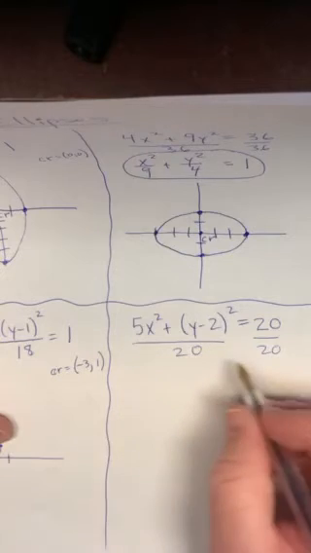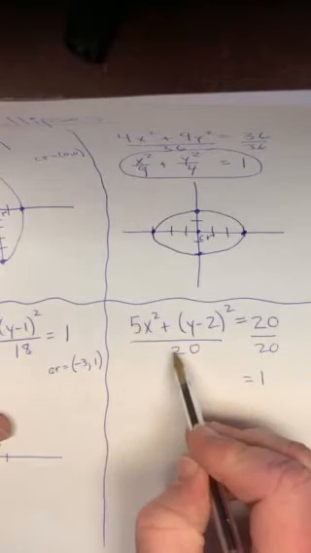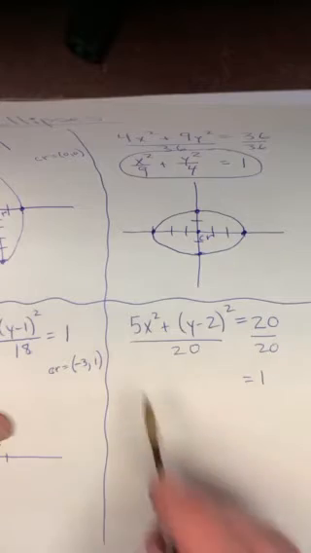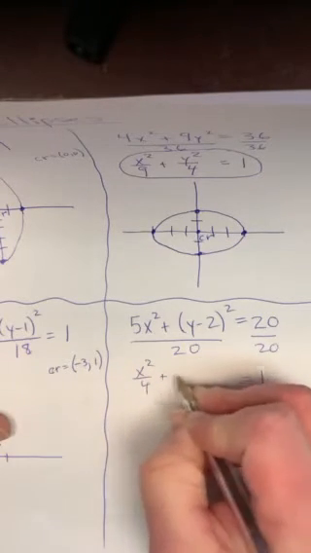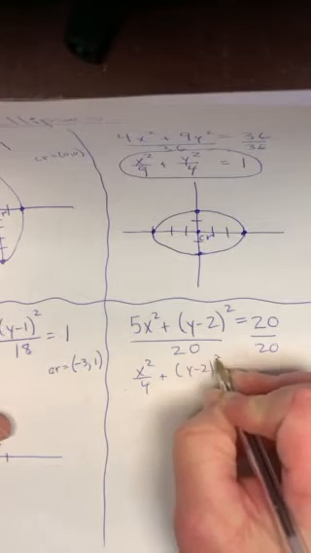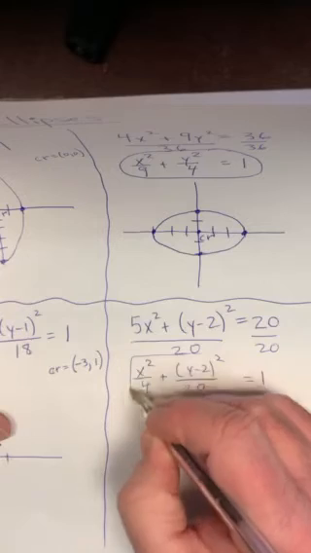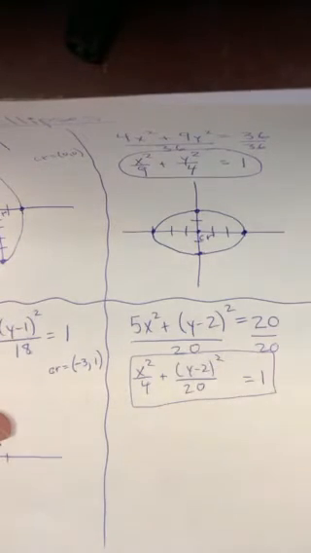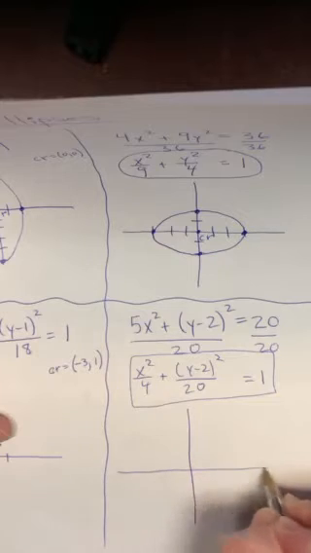That way I end up with what? A 1 on the right side, because again, any ellipse you're going to draw has to be equal to 1. This is 5 over 20, and this is a 1 over 20. If I reduce, I'm going to get x squared over 4 plus (y - 2) squared over, still a 20, equals 1. There's my equation in what? Standard form.